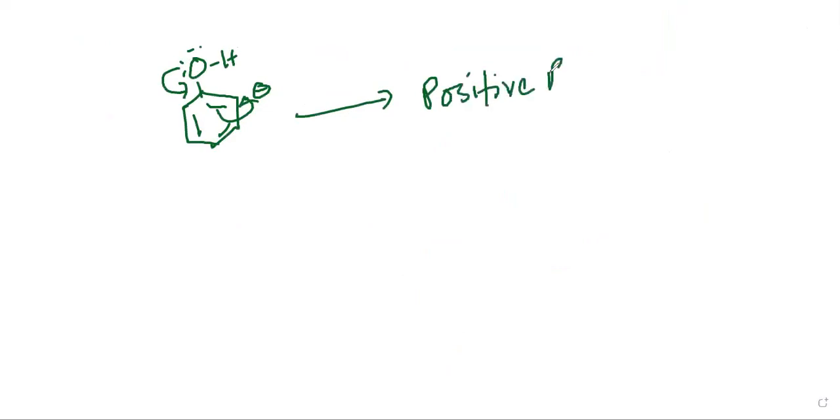Okay, so you have seen that if we have a benzene ring that is bonded with a group that has got lone pairs of electrons, and if the lone pair of electrons is involved in the benzene ring, and a carbon of the benzene ring gets the negative charge, this type of effect is known as the positive resonance effect.